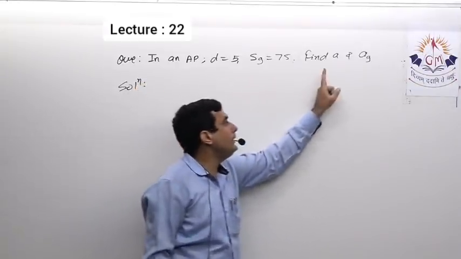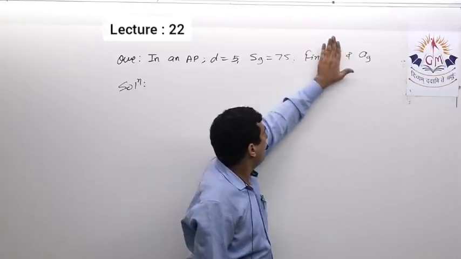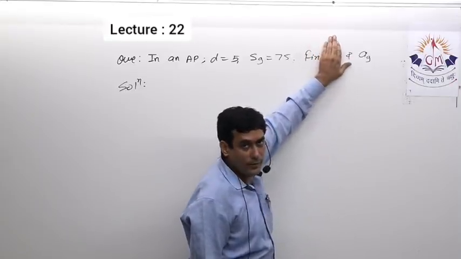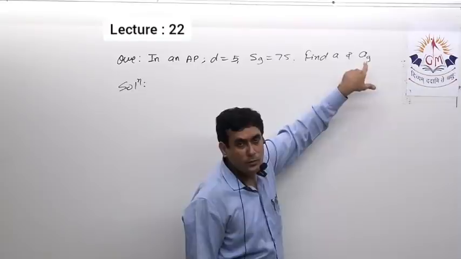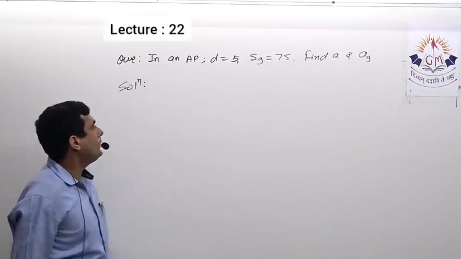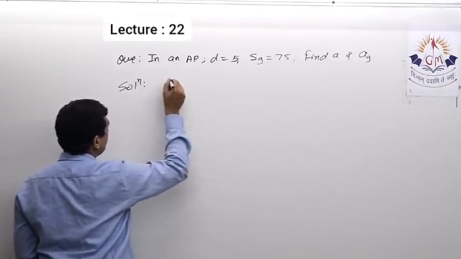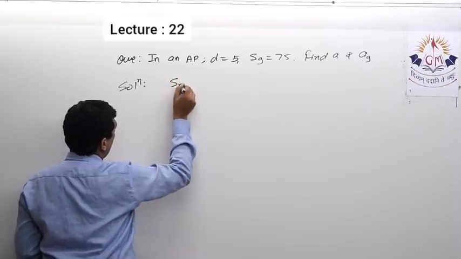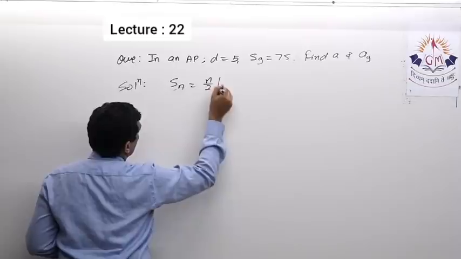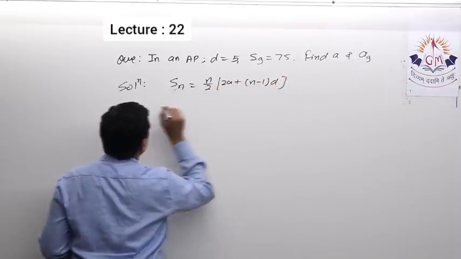Okay, here d is given, S9 is given. Now what you need to find is a. Although here it is written to find a, but suppose it is not given, definitely you need a to get the value of a9. So two quantities are given, d and Sn. So let us start with Sn. Sn is equal to n by 2, 2a plus n minus 1 into d.